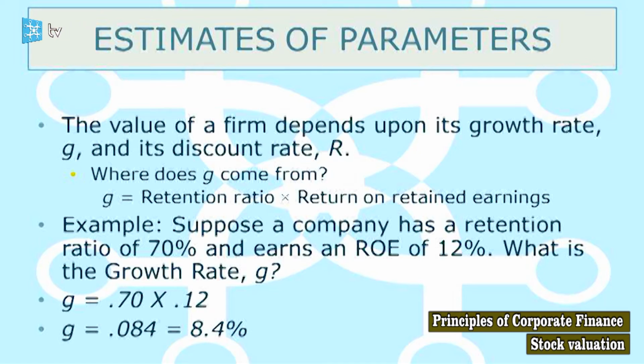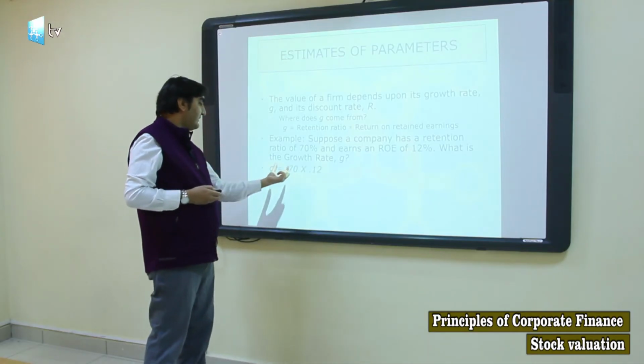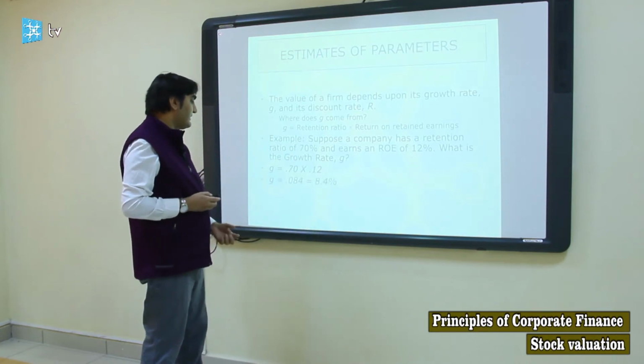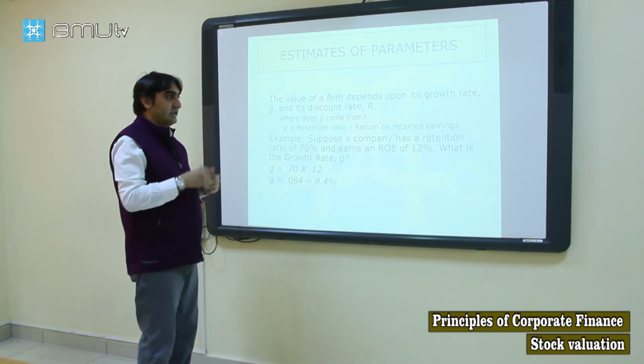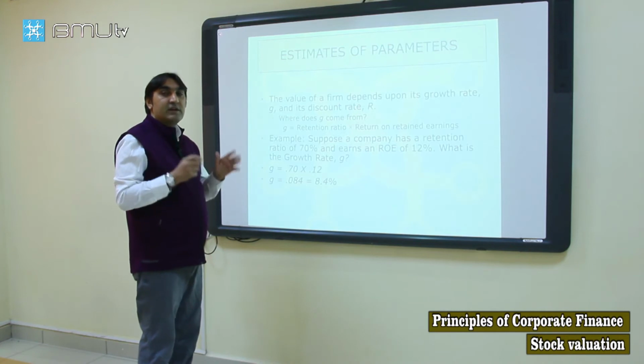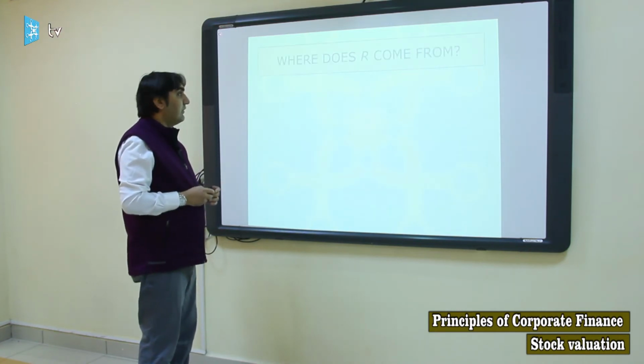We have an example. Suppose a company has a retention ratio of 70%. That company pays out only 30% of net income, and earns a return on equity of 12%. What's the growth rate? In this case, how much can we expect dividends will grow? That is very simply retention ratio times return on equity. That's 8.4%. If this condition continues, company's dividends will grow at 8.4%.